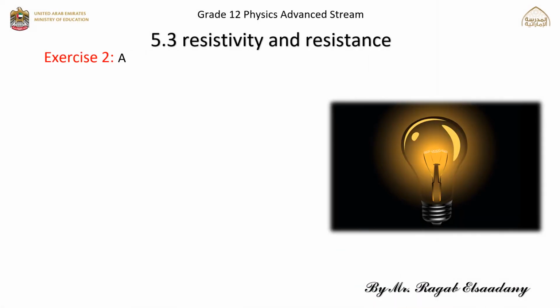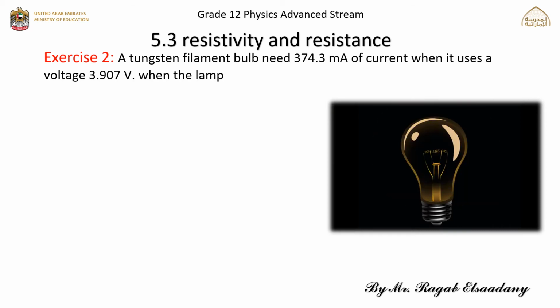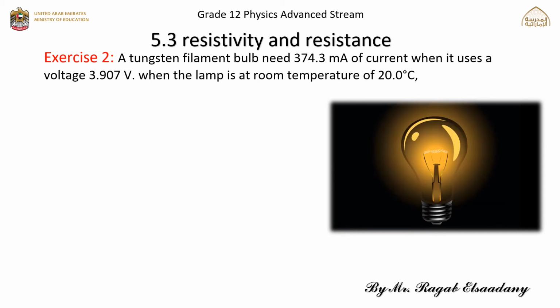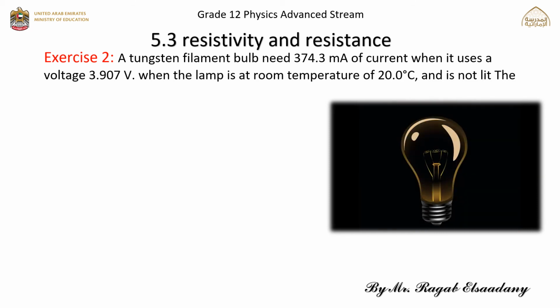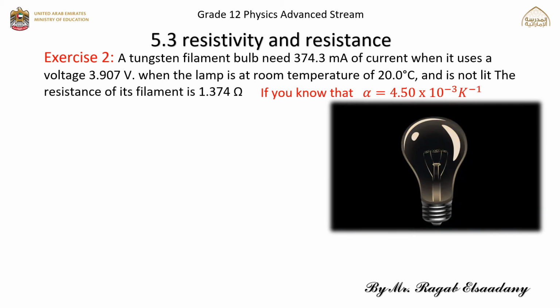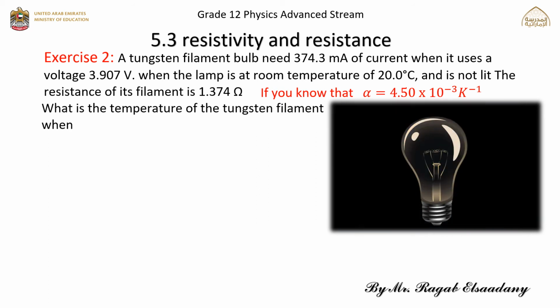Exercise 2. A tungsten filament bulb needs 374.3 milliampere of current when it uses a voltage of 3.907 volt. When the lamp is at room temperature of 20 degrees Celsius and is not lit, the resistance of its filament is 1.374 ohms. If you know that alpha for tungsten equals 4.50 times 10 power minus 3 Kelvin power minus 1, what is the temperature of the tungsten filament when it is lit?